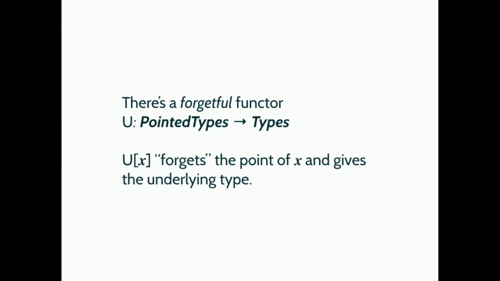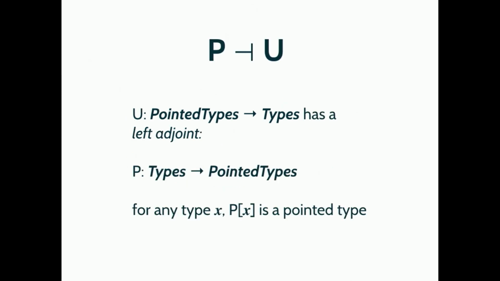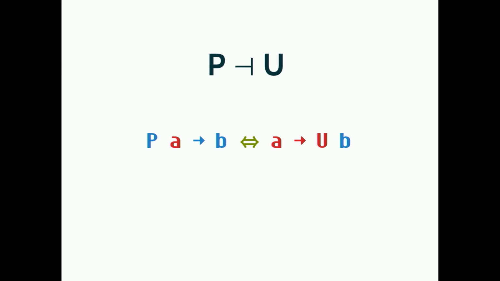It works out that there's a functor which forgets that a type is pointed, from the pointed types to the regular types, and forgets the point. It gives you just the underlying type. For instance, if you have the integers with a point like -1, you can just forget that -1 is the point, and now you just have the integers. It turns out that this thing has a left adjoint that takes you from the types to the pointed types, such that for any type X, P of X, where P is this functor, will find us a free pointed type for any type. And that's going to be an adjunction like this.